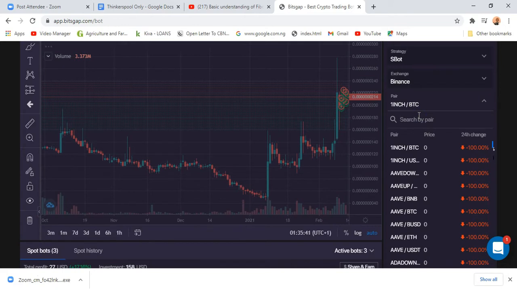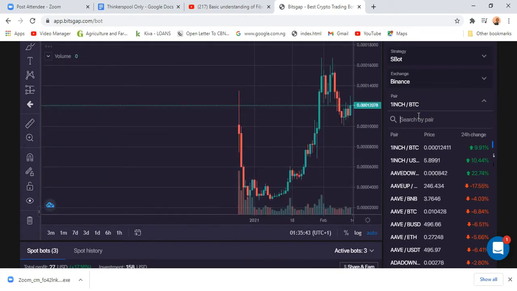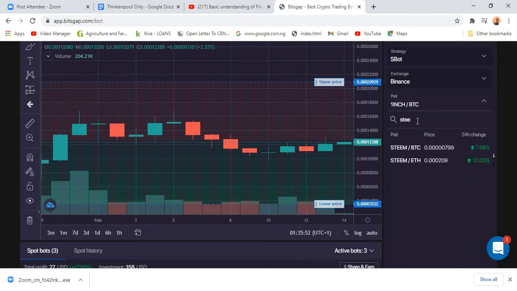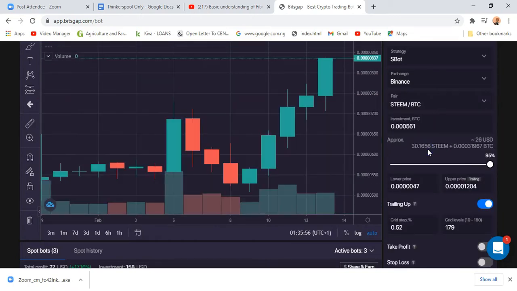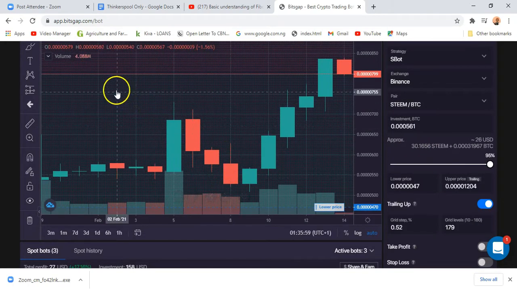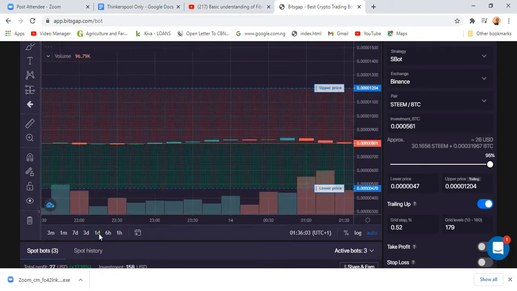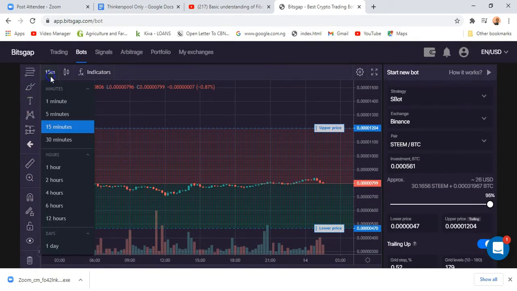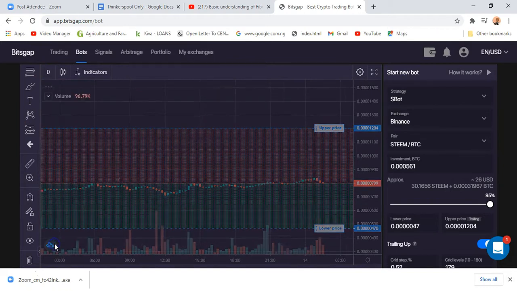They are pairs that are yet to make decent moves in the last couple of months. So one that I discovered is the Steam BTC pair. Okay, so I'm going to scroll down and change this to 1 day to have a better view of the coin. So then I will come here, change this to 1 day charts.